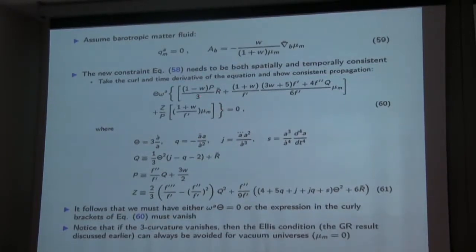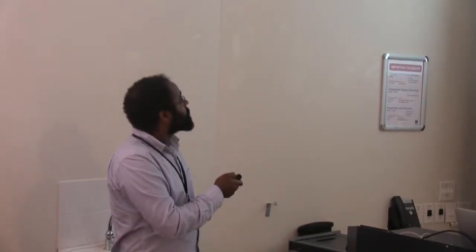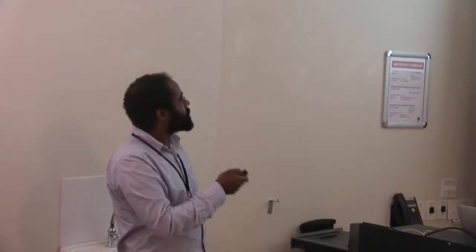time. Now, if we assume a spatially flat curvature, okay, if this term is 0, and this term is also 0, meaning vacuum universe, then we can see that the Ellis condition can already be avoided without any contradiction, meaning that we can have a universe that's spatially flat and vacuum, and expanding and rotating at the same time. So that's for the flat case.